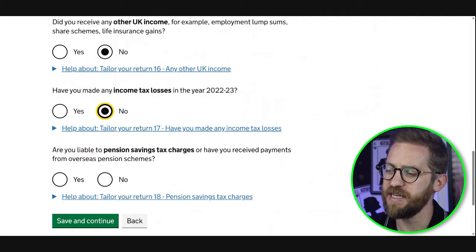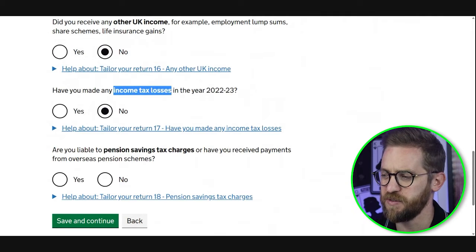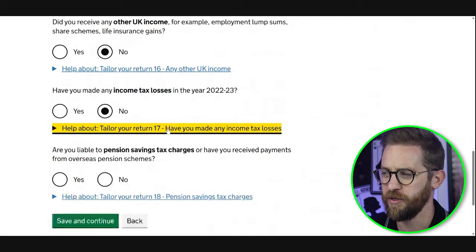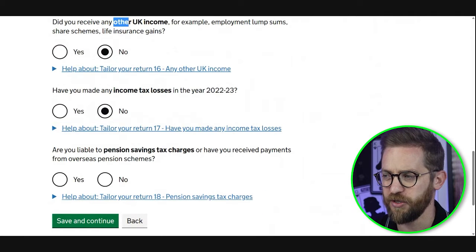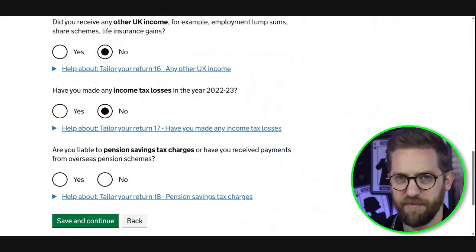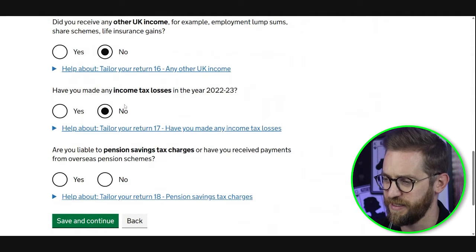Say no. These income tax losses, people get confused with these. These actually relate, usually, if you follow the guidance, it will tell you that they normally relate to your other UK income. This isn't for self-employed individuals who have made a loss. This is a different question.